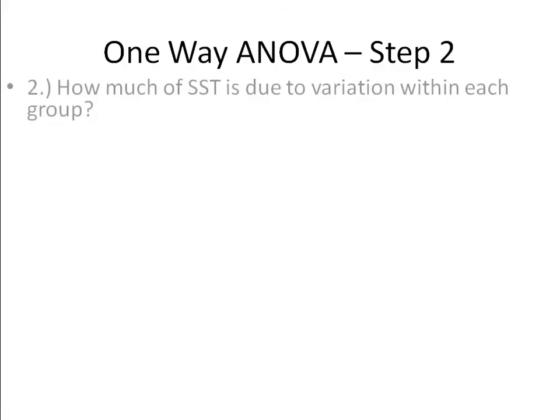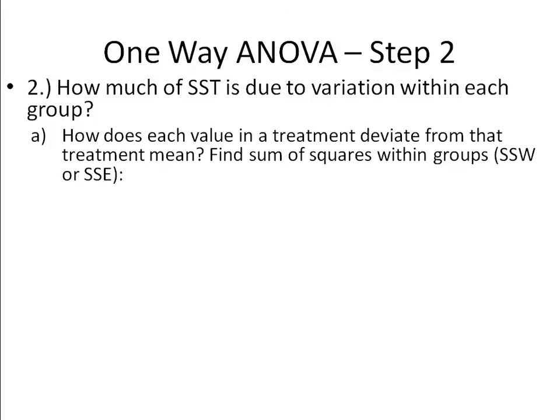Step 2 is asking the question of how much of the total sum of squares, the SST, is due to variation within each group. So how does each value in a treatment deviate from that treatment's mean? That's what's called the sum of squares within groups, which is generally denoted as SSW. Sometimes you'll see it denoted as SSE, for sum of squares error.